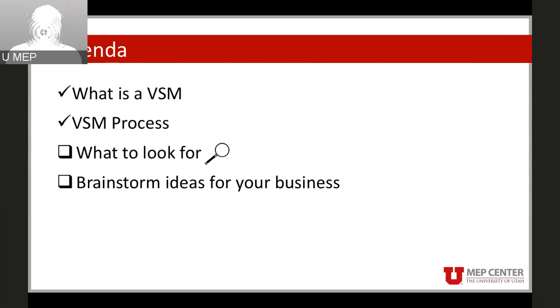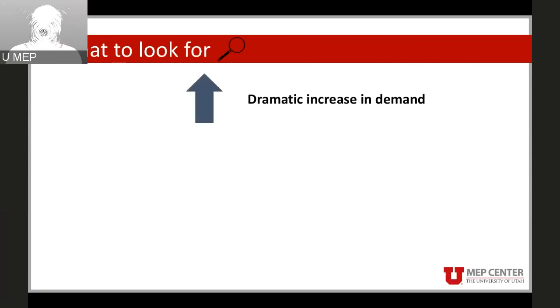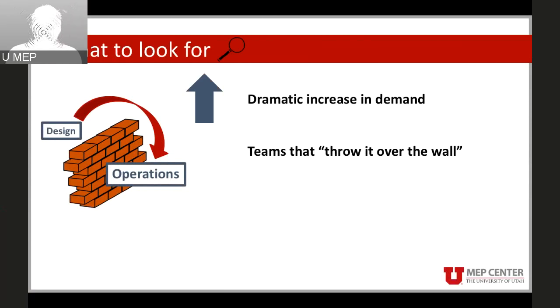So that goes over the value stream map process. And now I want to take a look at a little bit more realistically, like what things should you be looking for within your business? Anytime there's a dramatic increase in demand, so if your customer all of a sudden has doubled their orders and you're having a hard time fulfilling those, that would be a great time to take a look at doing a value stream map. We see this pretty often too.